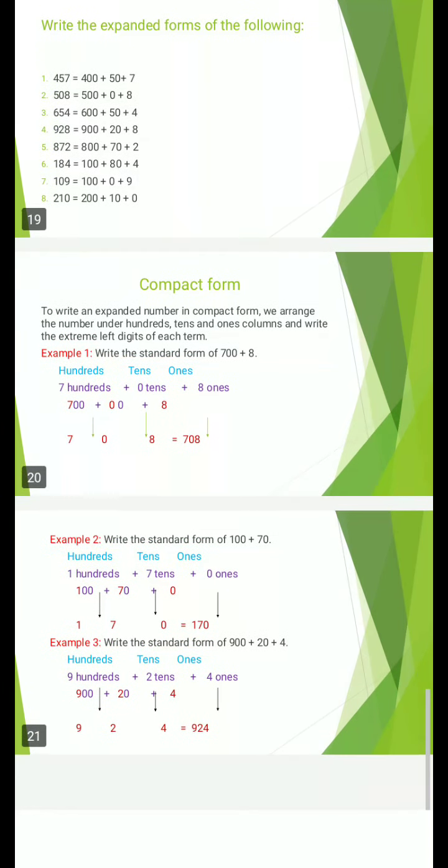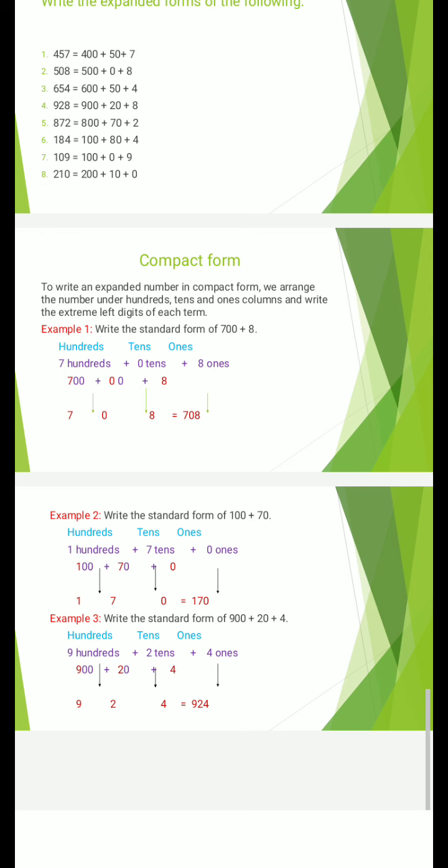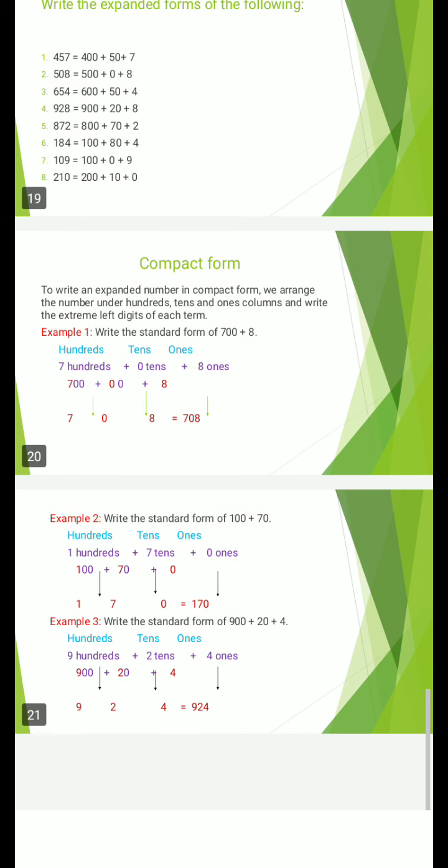Now we are going to discuss the compact form of numbers. To write an expanded number in the compact form, we arrange the number under hundreds, tens and ones columns and write the extreme left digit of each term. I can explain it with an example. We want to write the standard form or compact form of 700 plus 8.